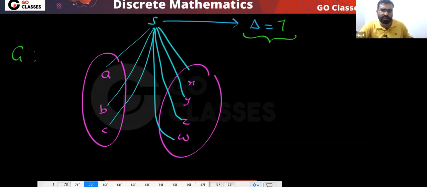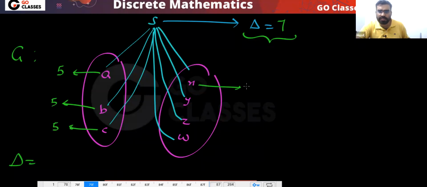Now, this is your graph G. For this graph, what is the maximum degree? Tell me what is the degree of A? Degree of A is 5. Degree of B is also 5. Degree of C is also 5. Degree of this is 4, and this is also 4. So the maximum degree is actually 7.